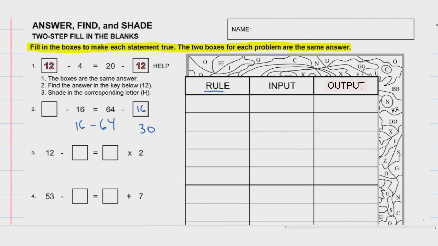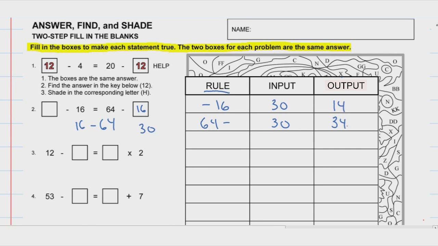Now, we come over to our input-output chart. And you see how it says rule? Well, our rule is telling us what to do to the box. So the first side, we're going to minus 16. On the other side, we're doing 64 minus the box. Our input is what we think the answer is going to be. So we're going to put 30, because I think that's the answer. And now all we do is 30 minus 16, which is 14. And 64 minus 30 is 34.